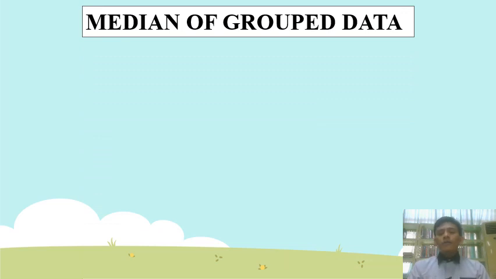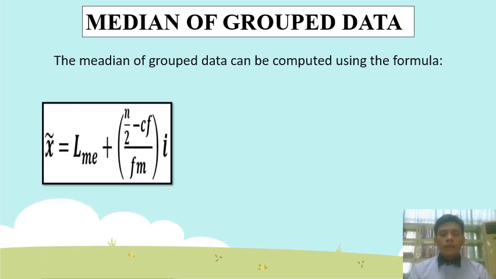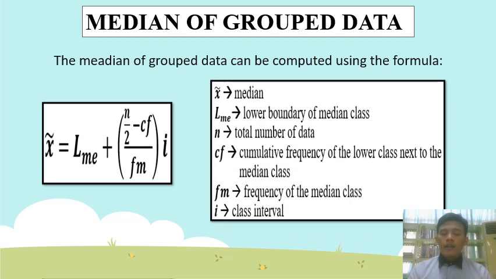Now, we'll discuss the median of grouped data. So this will be the continuation of the topic for the mean. Then next is the median. The median of grouped data can be computed using the formula. Median is equal to the lower boundary of the median class plus the quantity n over 2 minus the cumulative frequency over the frequency of the median, close parenthesis, multiplied by the class interval, which is i. This will be the symbol for the median.